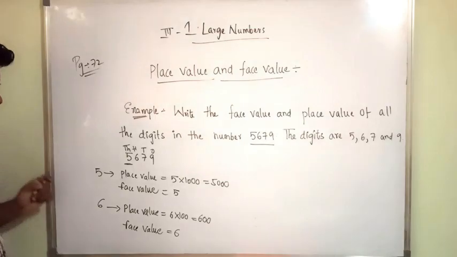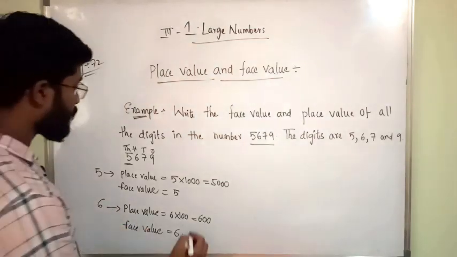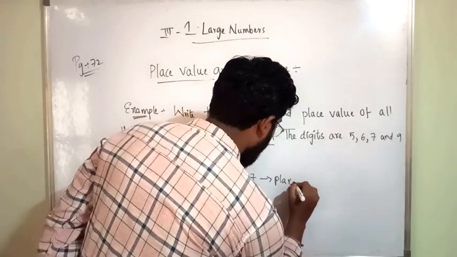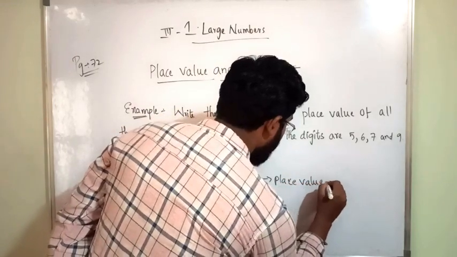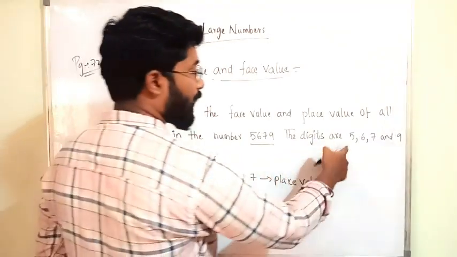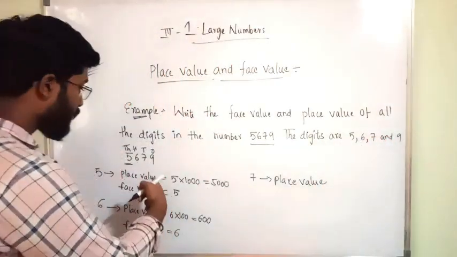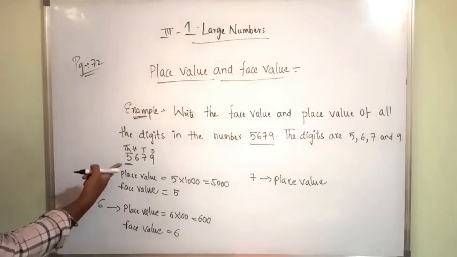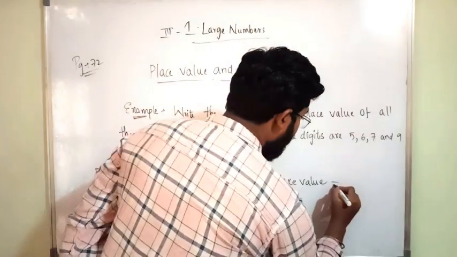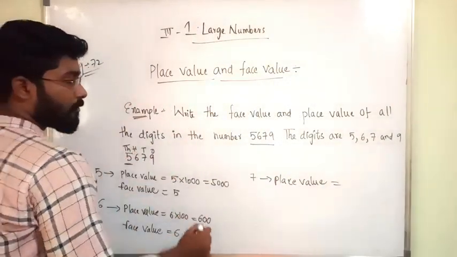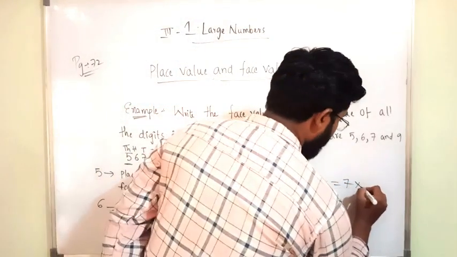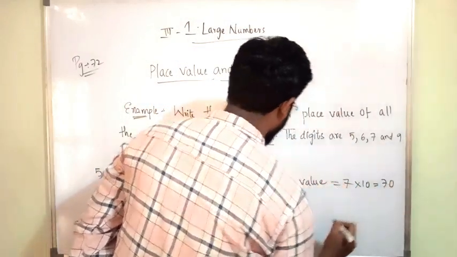Face value of 6 is 6 itself. So what is the place value of 7? He is asking about place value and face value of 5, 6, 7, 9. So we are writing the place value and face value for every digit in this number. 7 is in which place? Tens place, no? Into 10, 70.